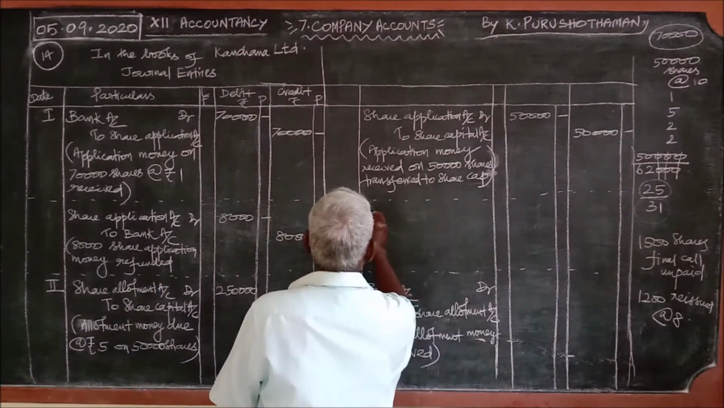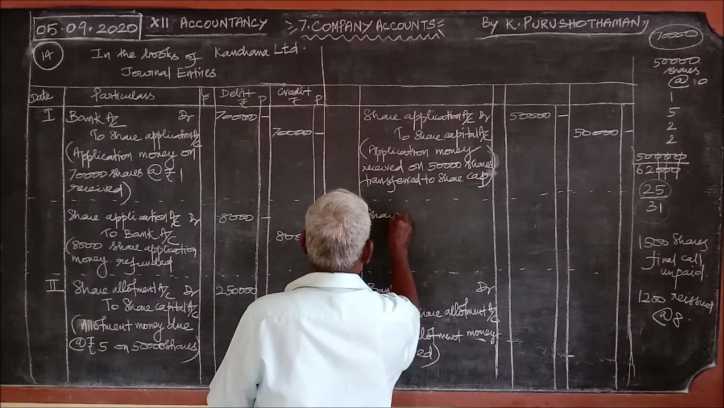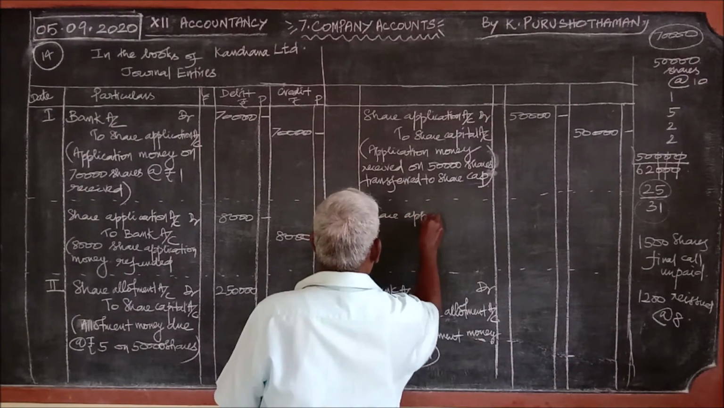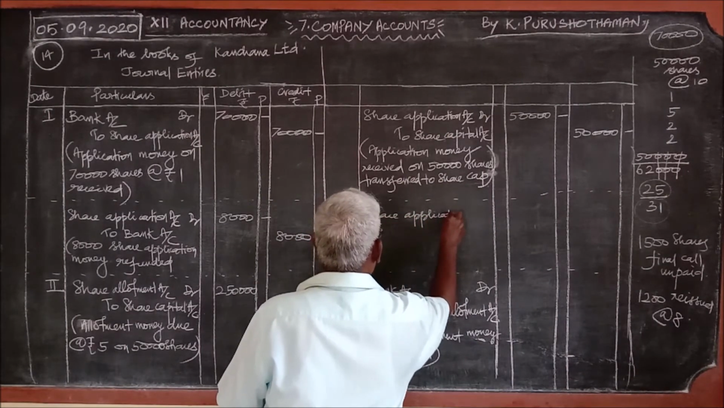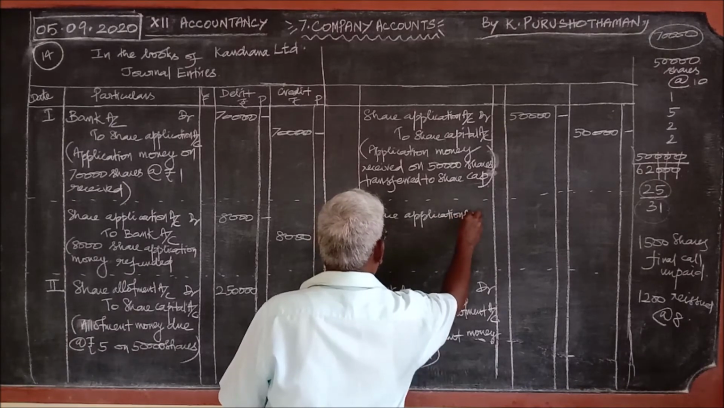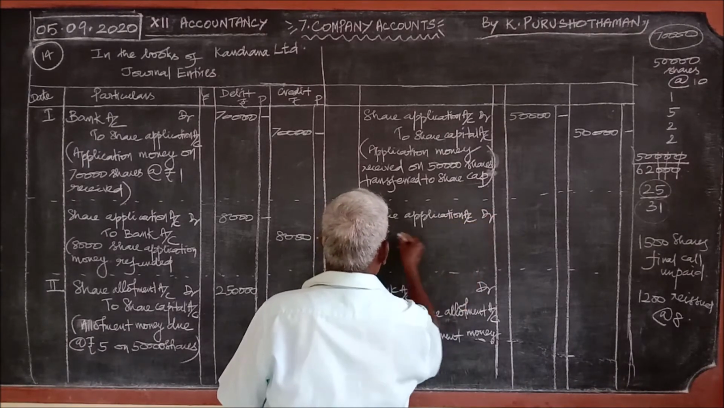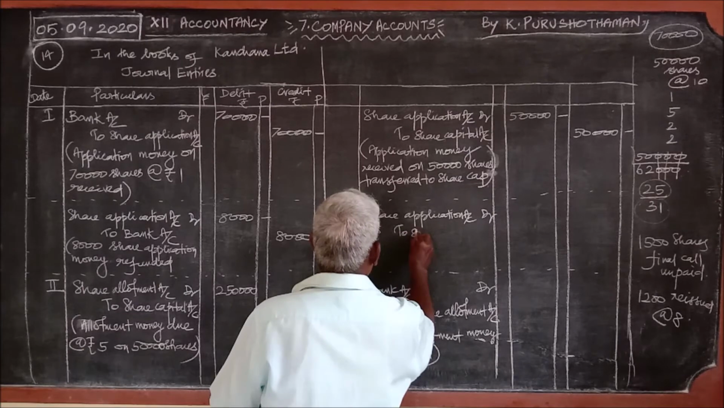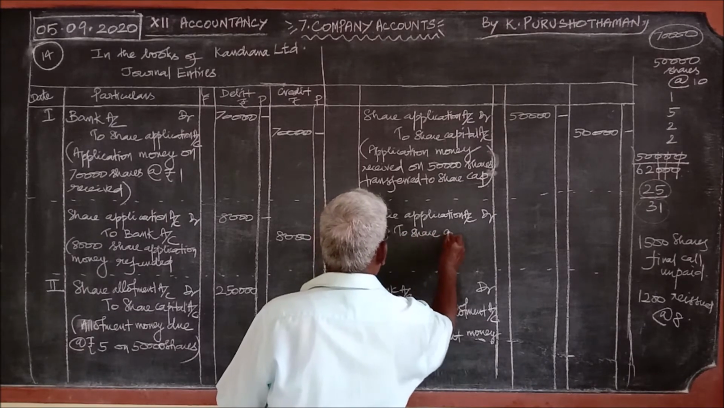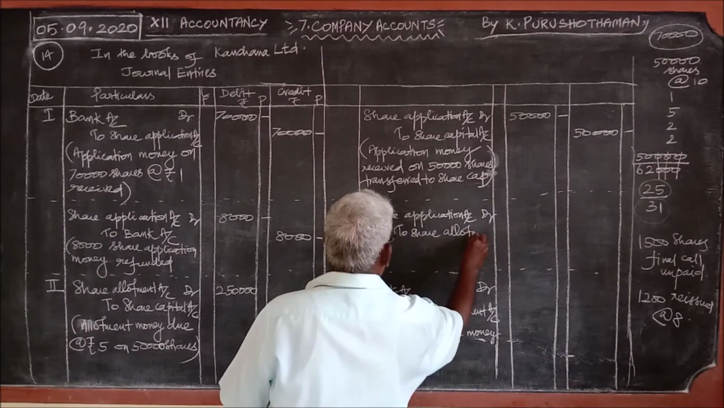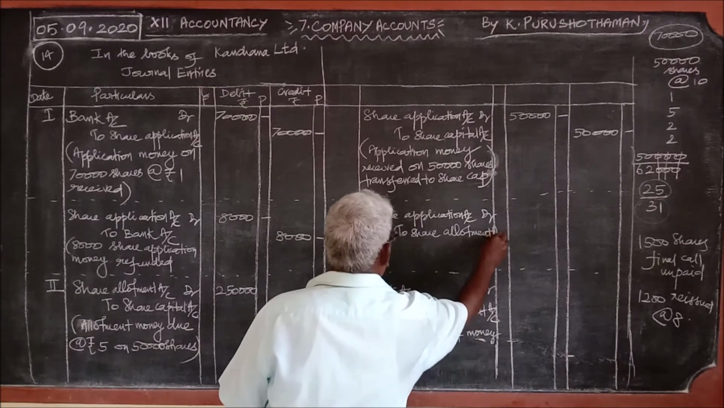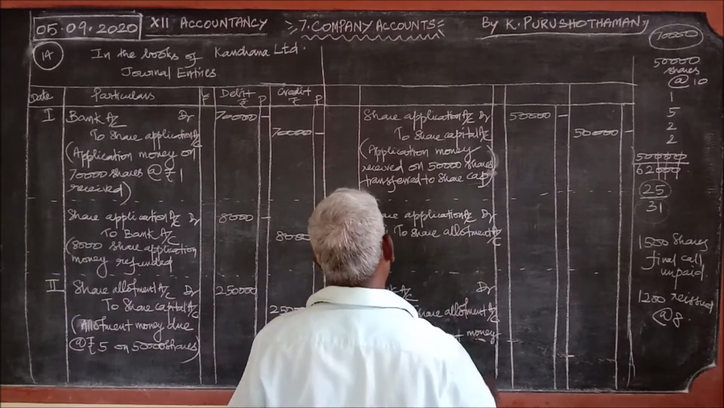What should it be? Share application account debtor to share allotment account. This journal entry is very simple.